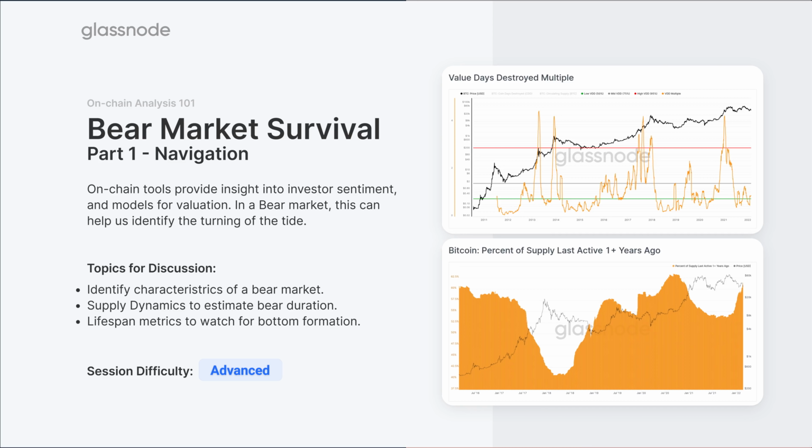And that will lead us into part two, which we'll cover next week, which is a lot more about the actual bottom formation. What are we looking for to really establish that floor? And what are the signals that are saying that the recovery is starting to come out the other side?